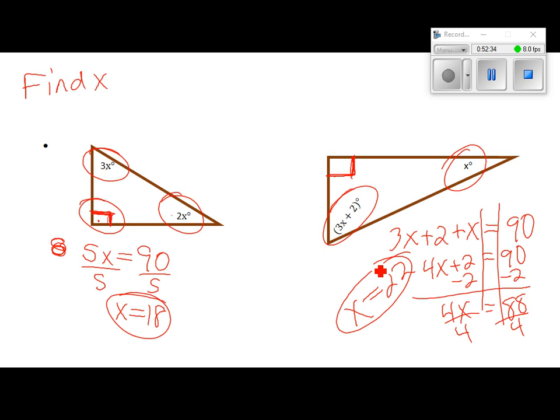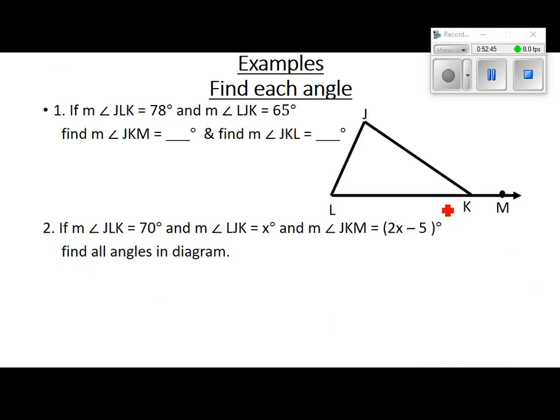What if they'd ask us to find the angles instead of just finding x? Plug it back in. How much is this angle? 22. And then we could find the other one. Several different ways you could find it. 68.